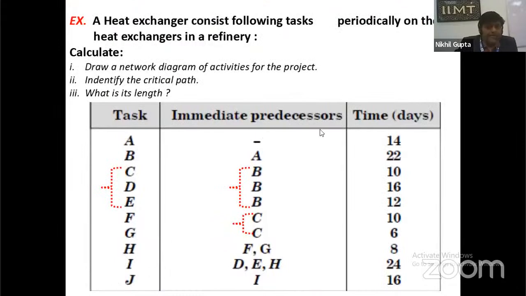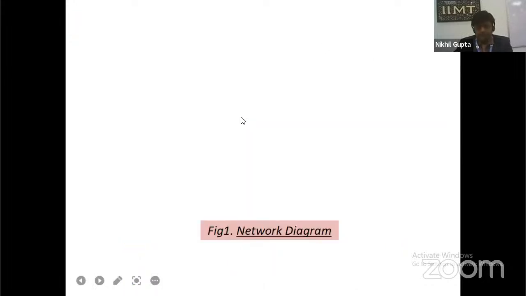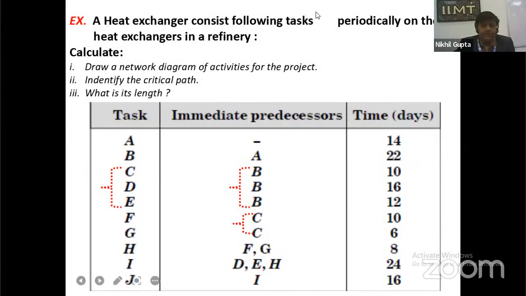For example, how to understand a heat exchanger. A heat exchanger consists of the following tasks, performed periodically on the heat exchanger in a refinery. Calculate the network diagram for the activities, identify the critical path, and find the length of this overall project. These are the activities, or tasks: A, B, C, D, E, F, G, H, I, and J.